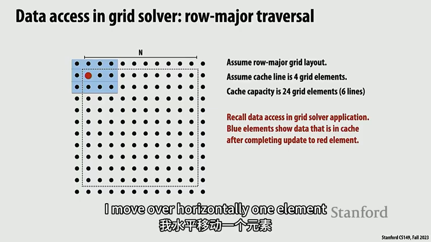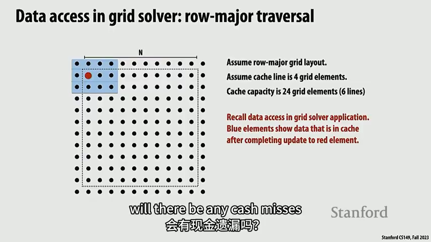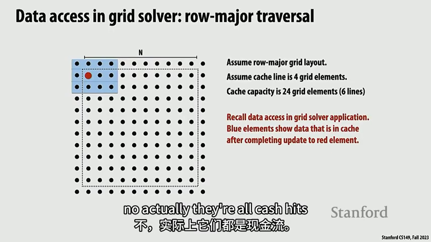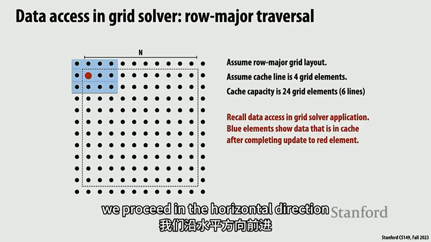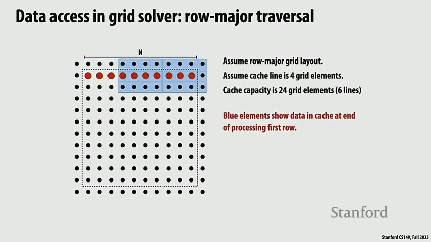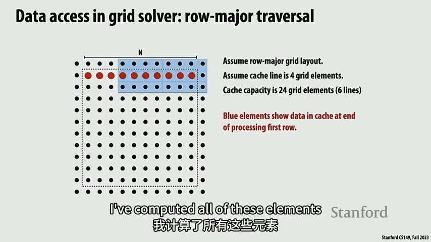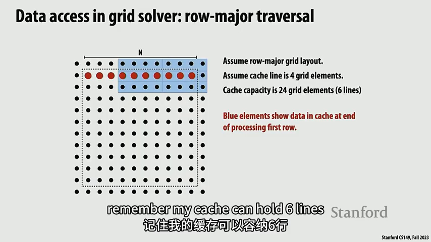I move over horizontally 1 element. Will there be any cache misses? No, actually. They're all cache hits. And now imagine we proceed in the horizontal direction. When we get to the end of the row, I've computed all of these elements, and that is the state of my cache. Remember, my cache can hold 6 lines.